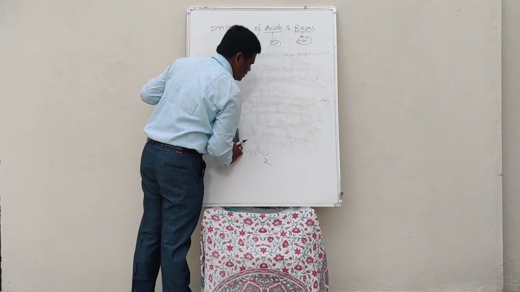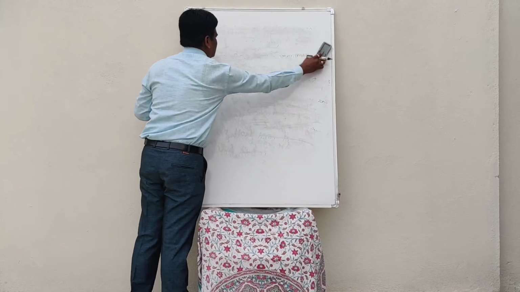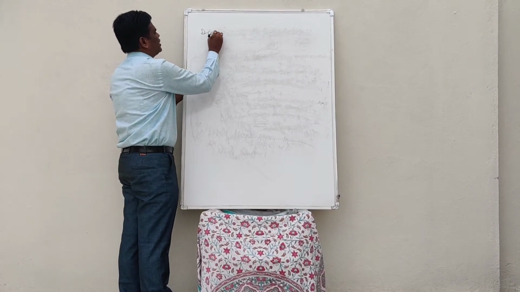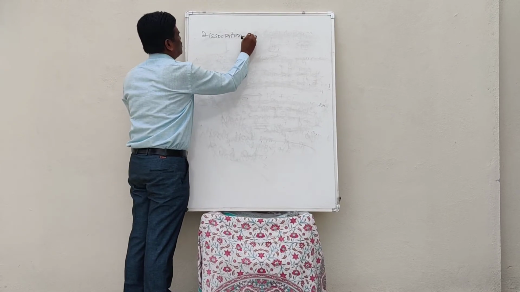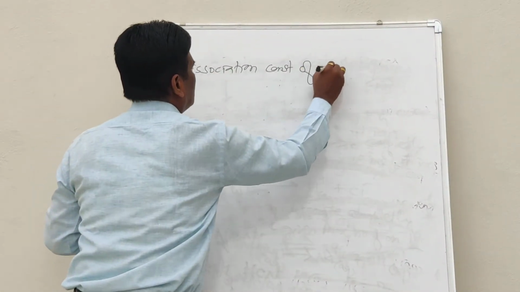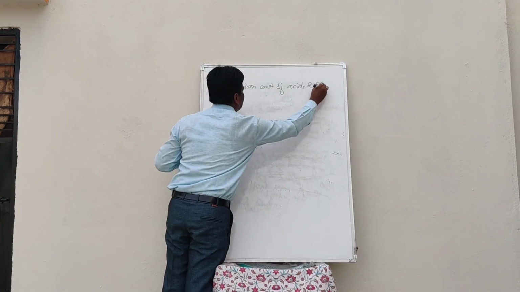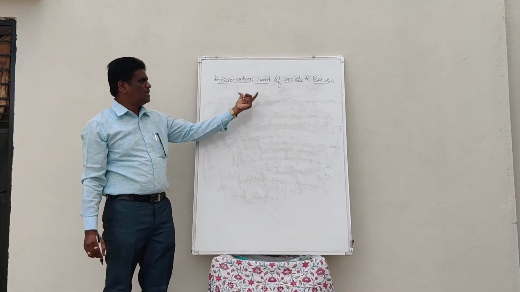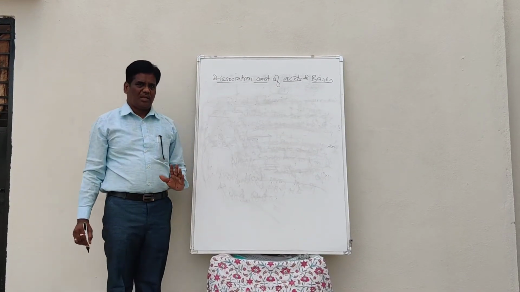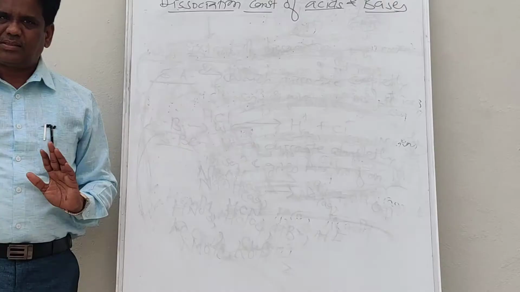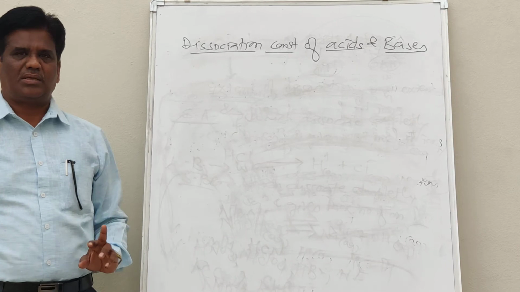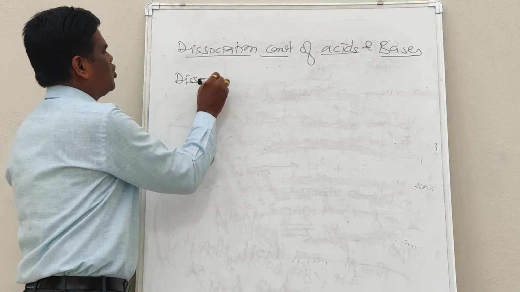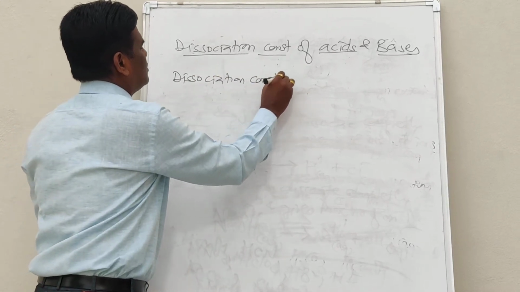Now once you know the ionization of acids and bases, then related to that you have to study the dissociation constant or ionization constant of acids and bases. Now you know the ionization of acid and base, and now you have to study the dissociation constant. First, the dissociation constant for acid.